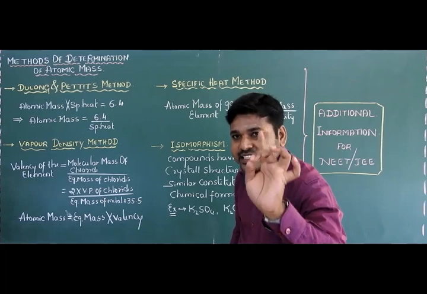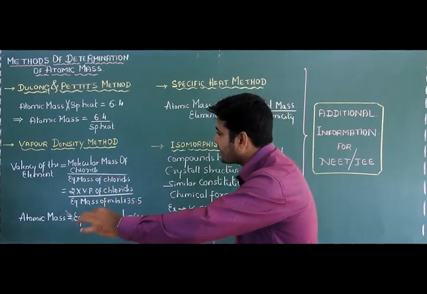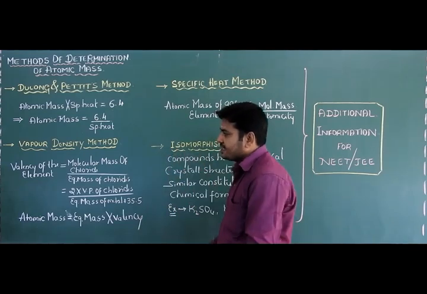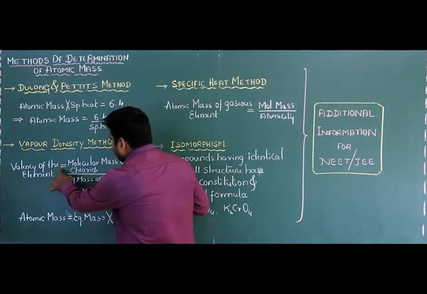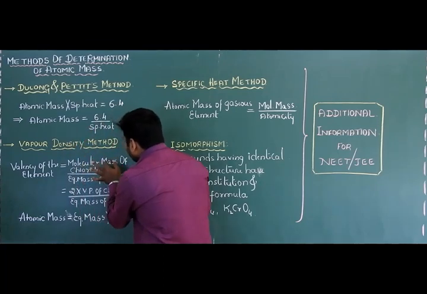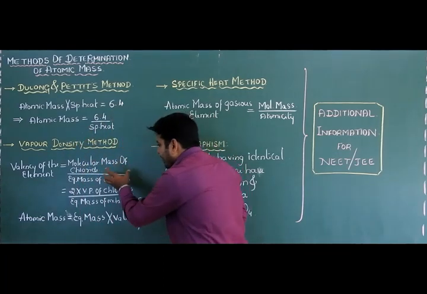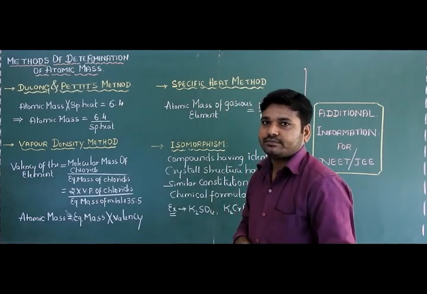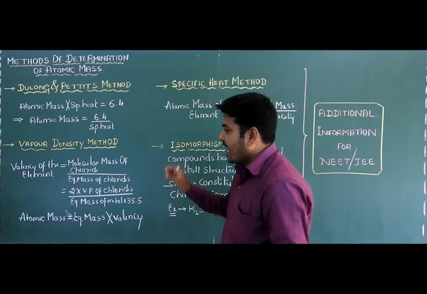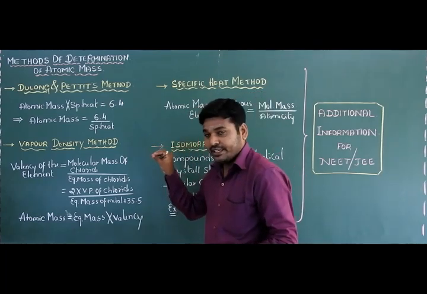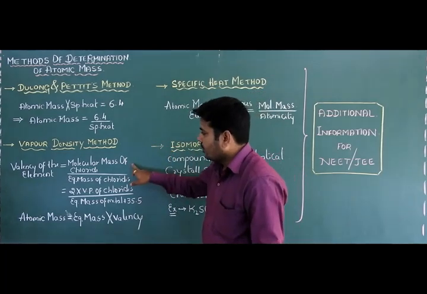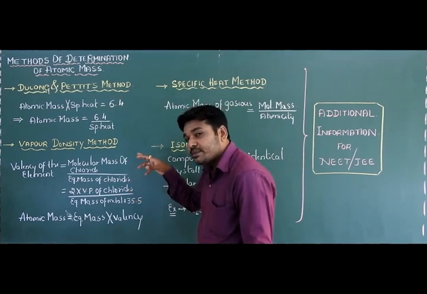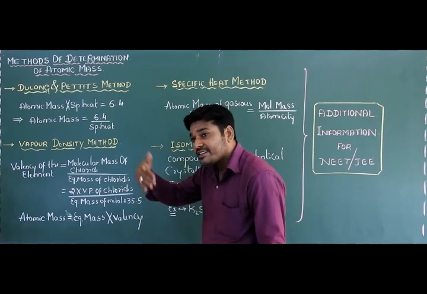Please listen to this sentence carefully. Whose chlorides are volatile. And here, according to this vapor density method, the valency of an element is equal to molecular mass of chloride divided by equivalent mass of chloride. Students, listen to the formula carefully. How to calculate the valency of the element? Molecular mass of chloride divided by equivalent mass of chloride. So what is meant by equivalent mass? That we'll discuss later.